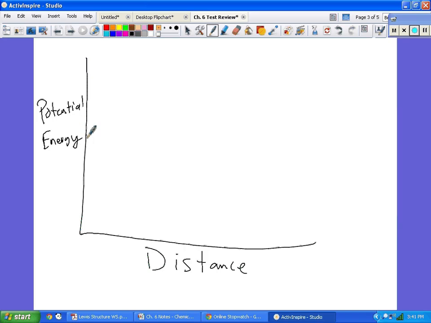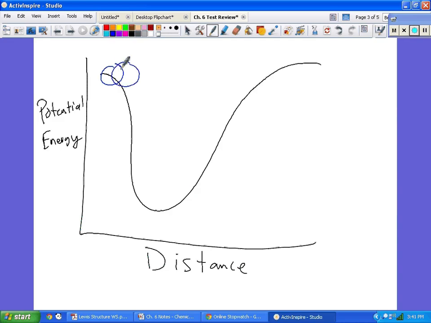Okay, and it kind of started off like this and went down and then went back up. And this was the point where they were too close. They overlapped too much. And then this was the point where they were perfect. They overlapped just enough. This is the bond length when it's perfect: the potential energy is at its minimum and it's most stable.